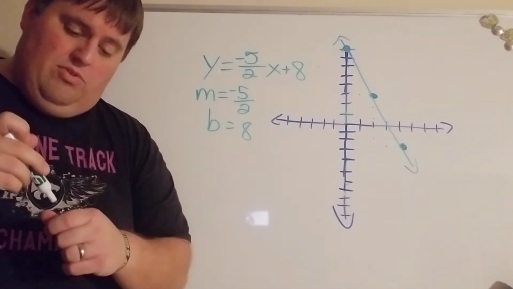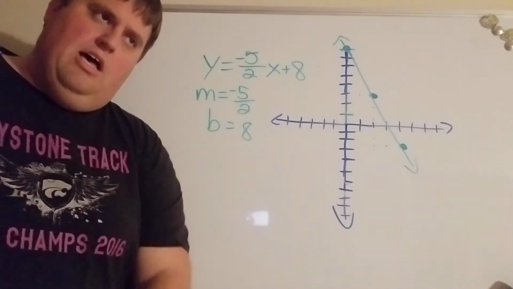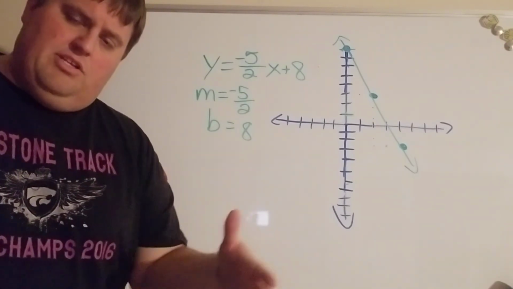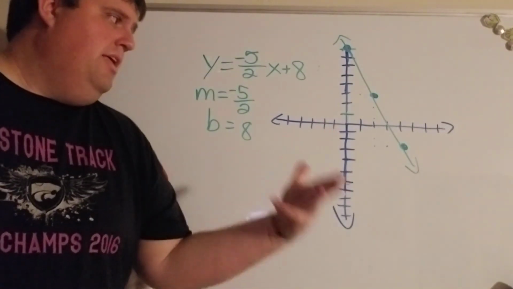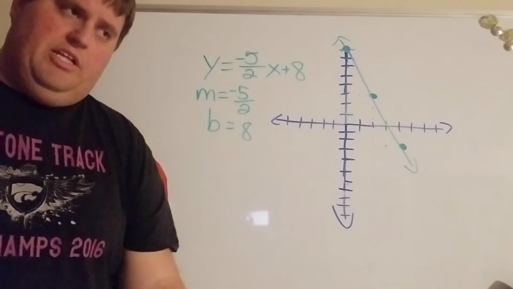All right, so this is one of those practice deals where you're just going to have to practice it. But those are the steps. You're going to start with your y-intercept. You're going to start there on the y-axis. You're going to move whatever your slope tells you to move. That's all I got for you. Let me know if you're struggling.